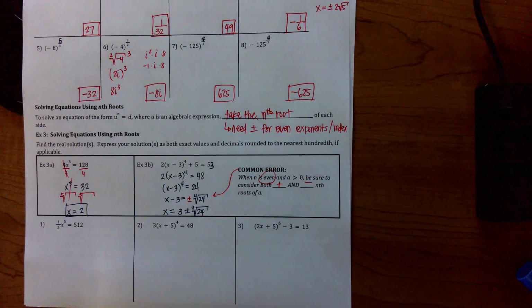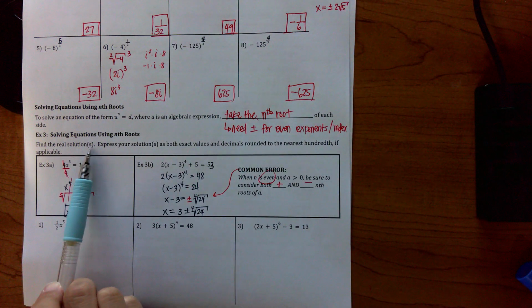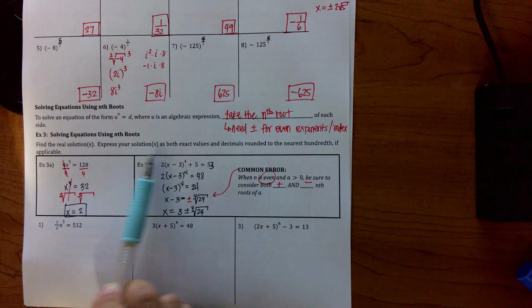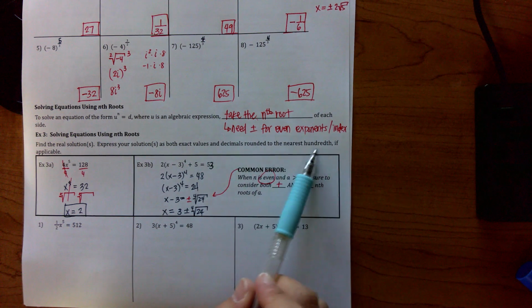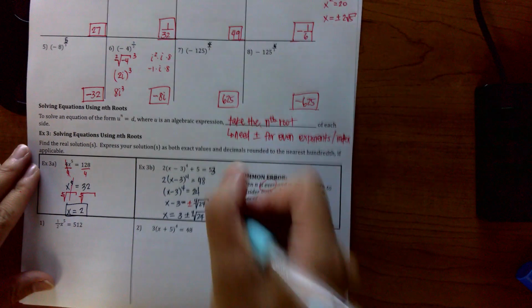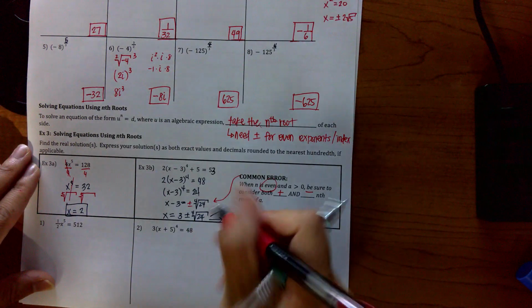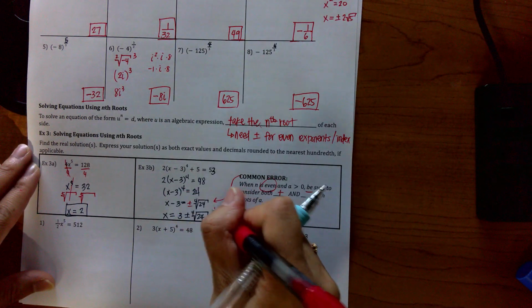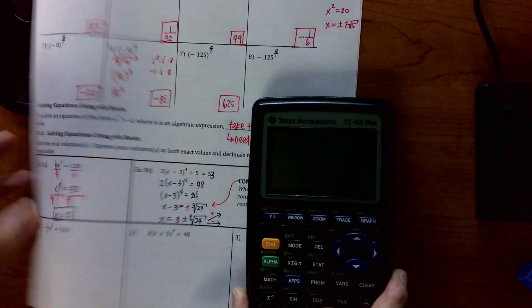Okay, let's go back and check the directions because I didn't read them, so I don't know how I want my final answer to be written. Find the real solution or solutions. Express your solutions as both exact values and decimals rounded to the nearest hundredth. That means two numbers after the decimal. Okay, so now I do need to type this into my calculator. I'm going to do one of them with a positive and one with a negative. So let's do this and check.